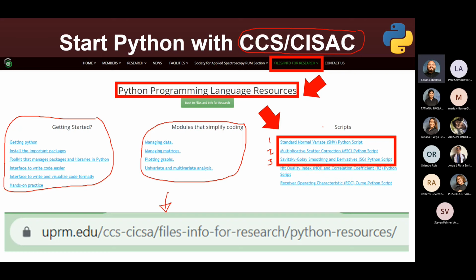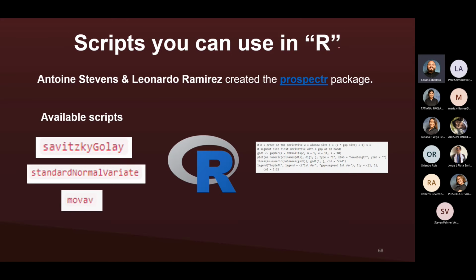Now, in addition to that, you can use R. There are a couple of scripts for R, specifically Antoine Stevens and Leonardo Ramirez's prospectr package. This specific package contains Savitzky-Golay, SNV, and moving average. So it's really good. I recommend you search it if you're going to use R.